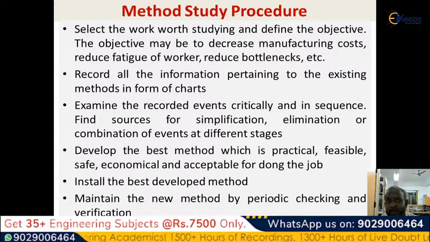So right now a process is going on. I have selected a process and this is my objective. Now I am going to look at the original process that is going on. How many persons are working? How many machines are required for this particular process? What is the methodology that is being used?